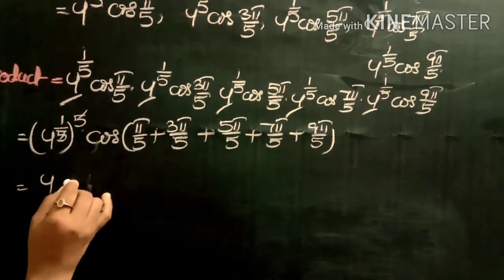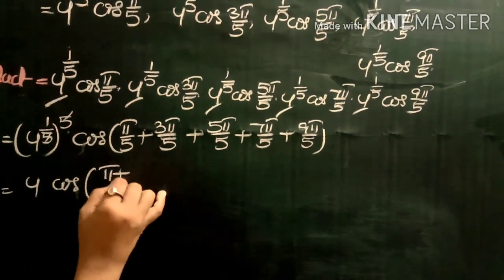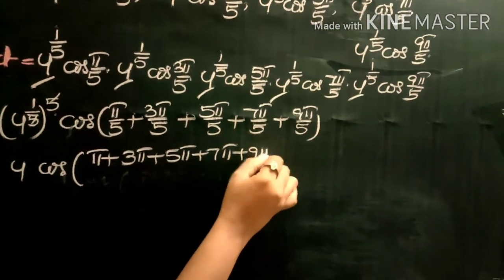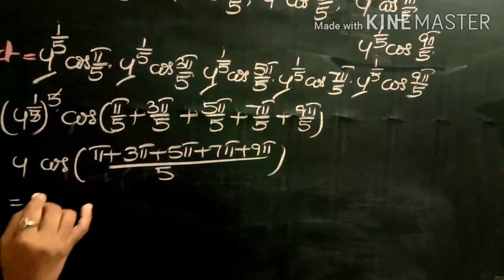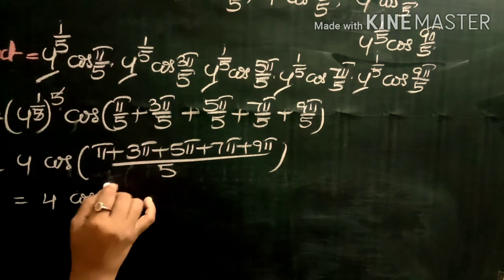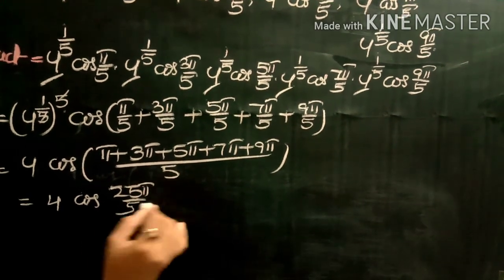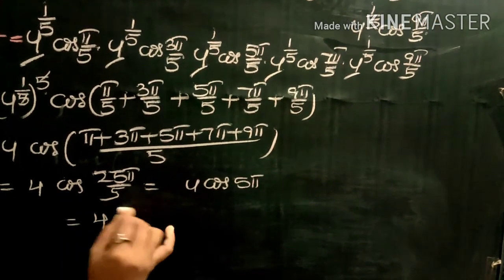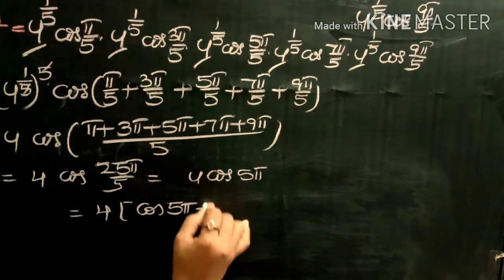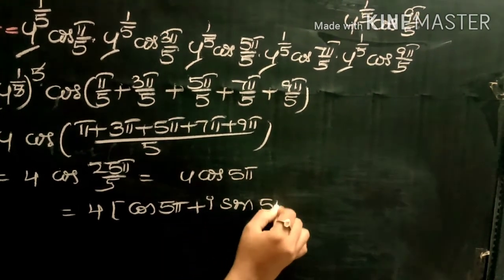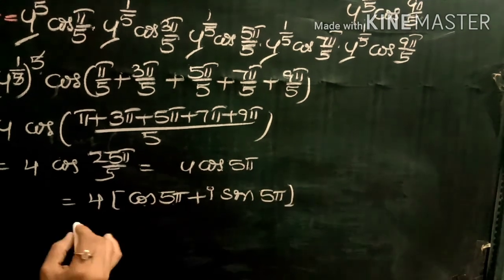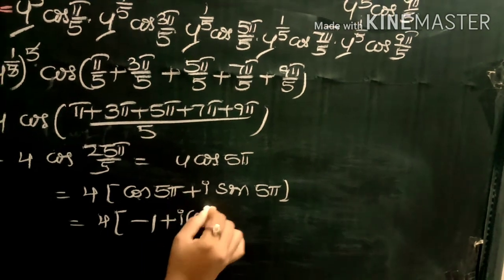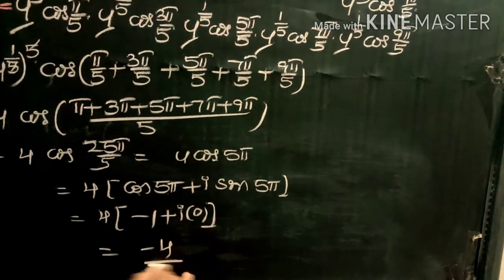And this is equal to 4 into cis of, taking LCM, (pi plus 3 pi plus 5 pi plus 7 pi plus 9 pi) whole by 5. And this is equal to 4 cis of 25 pi by 5, that is 4 into cis of 5 pi, that is 4 into cos 5 pi plus i sin 5 pi. Cis theta is cos theta plus i sin theta, so cis 5 pi is cos 5 pi plus i sin 5 pi. Now this is 4 into cos 5 pi value minus 1 plus i into sin 5 pi value 0. So the answer is equal to minus 4. That's all.